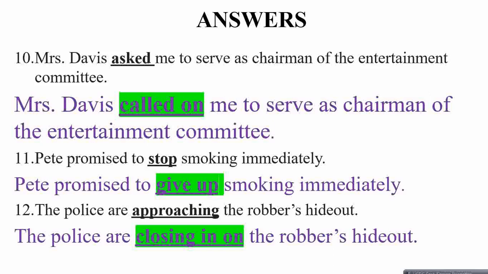Then comes question 11. Pete promised to stop smoking immediately. The answer is Pete promised to give up smoking immediately. Question 12. The police are approaching the robbers' hideout. And the answer is the police are closing in on the robbers' hideout.